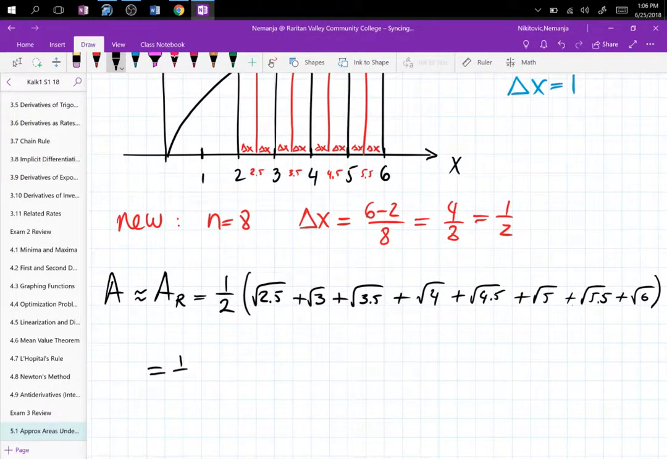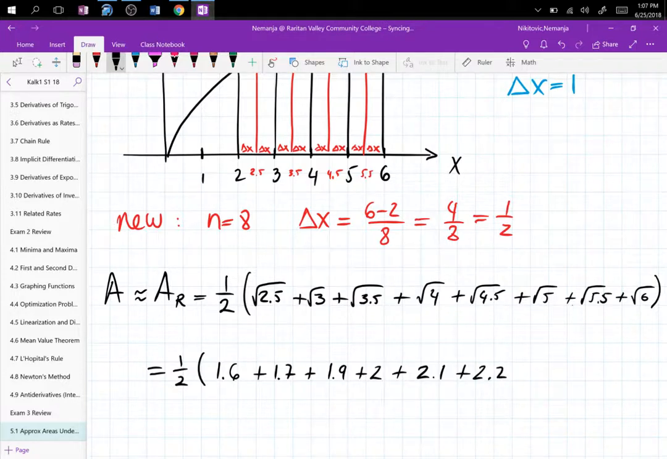So now what we do is we say 1/2, open parenthesis, and now we have to find square roots of all of these. We're going to round to 1 decimal, so we don't have to go anything crazy. Square root of 2.5 is about 1.6. Then plus 1.7. Then plus square root of 3.5 is going to be 1.9. Then plus 2. Then plus the square root of 4.5, which is about 2.1. Then plus 2.2. Then square root of 5.5 has to be close, 2.3. And then finally square root of 6 is 2.4. I mean, it's 2.4445, but well, great.